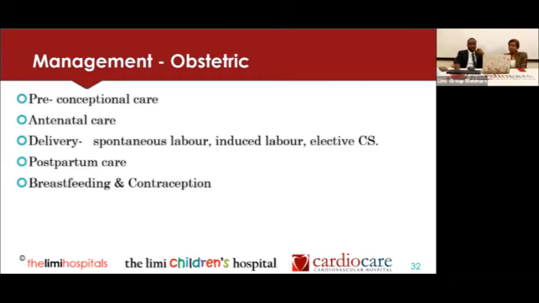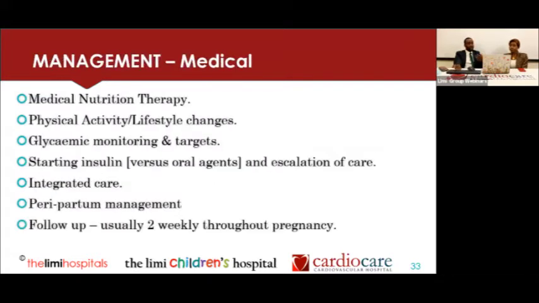Absolutely. So apart from that, of course, the antenatal care, the delivery, and postpartum care all have to be properly planned. Yes. Okay, and I know that you're going to still tell us something about breastfeeding and contraception in these women. You cannot finish taking care of someone who had diabetes in pregnancy and then not discuss contraception with the patient. I think that would be very inappropriate. From a medical point of view, the nutrition therapy, Dr. Nicole has spoken quite a bit about that.